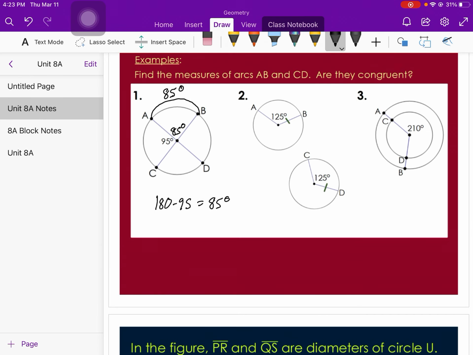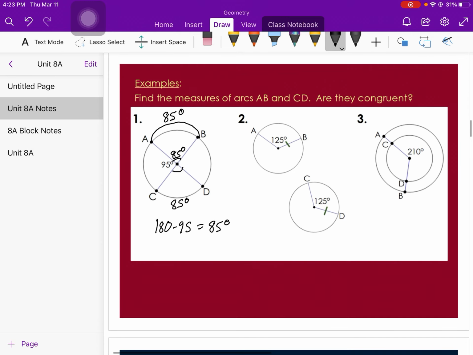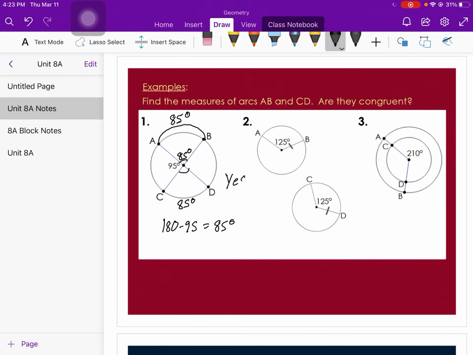And then we want to find CD. CD is also going to be 85, because these are vertical angles, so they're congruent. Are they congruent? Yes, because they're vertical angles.